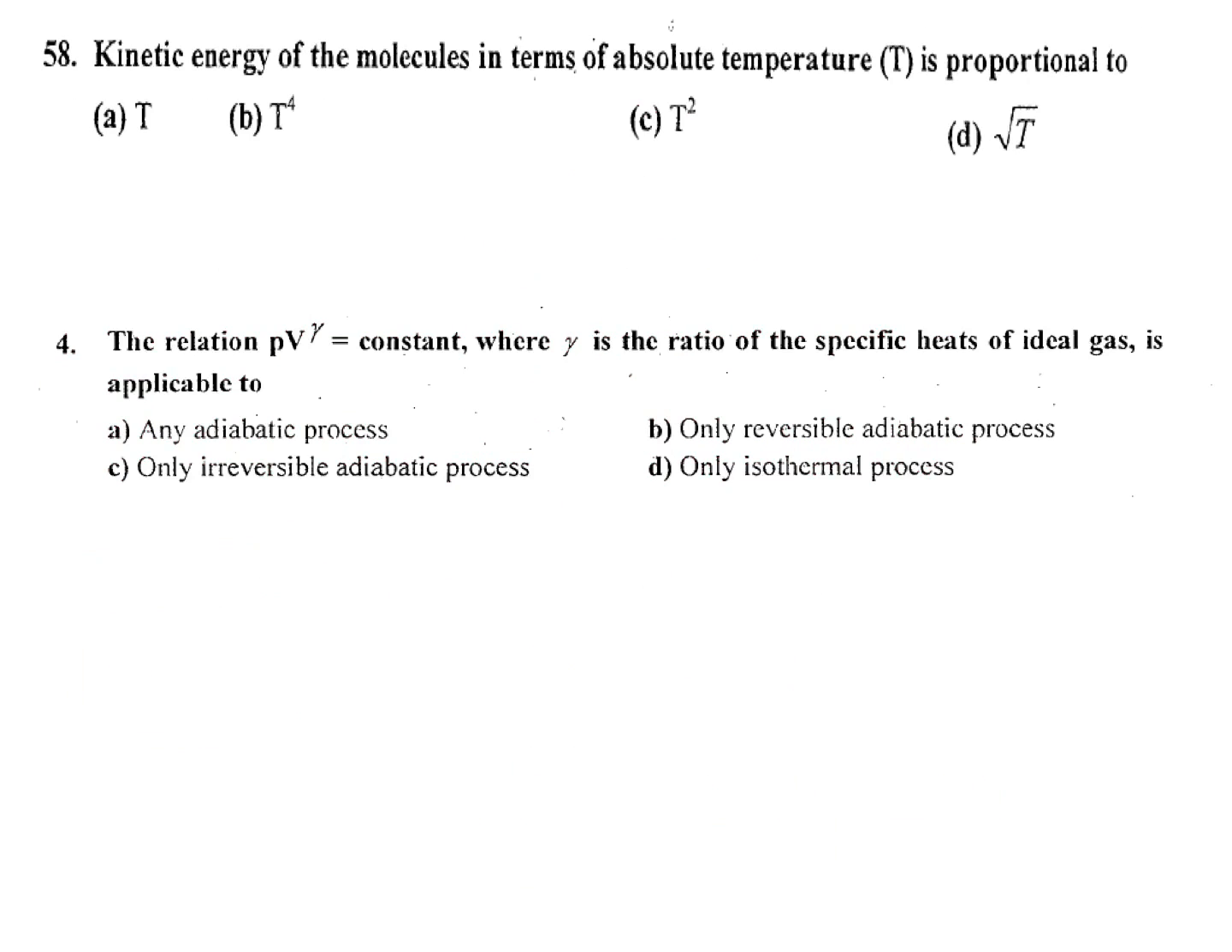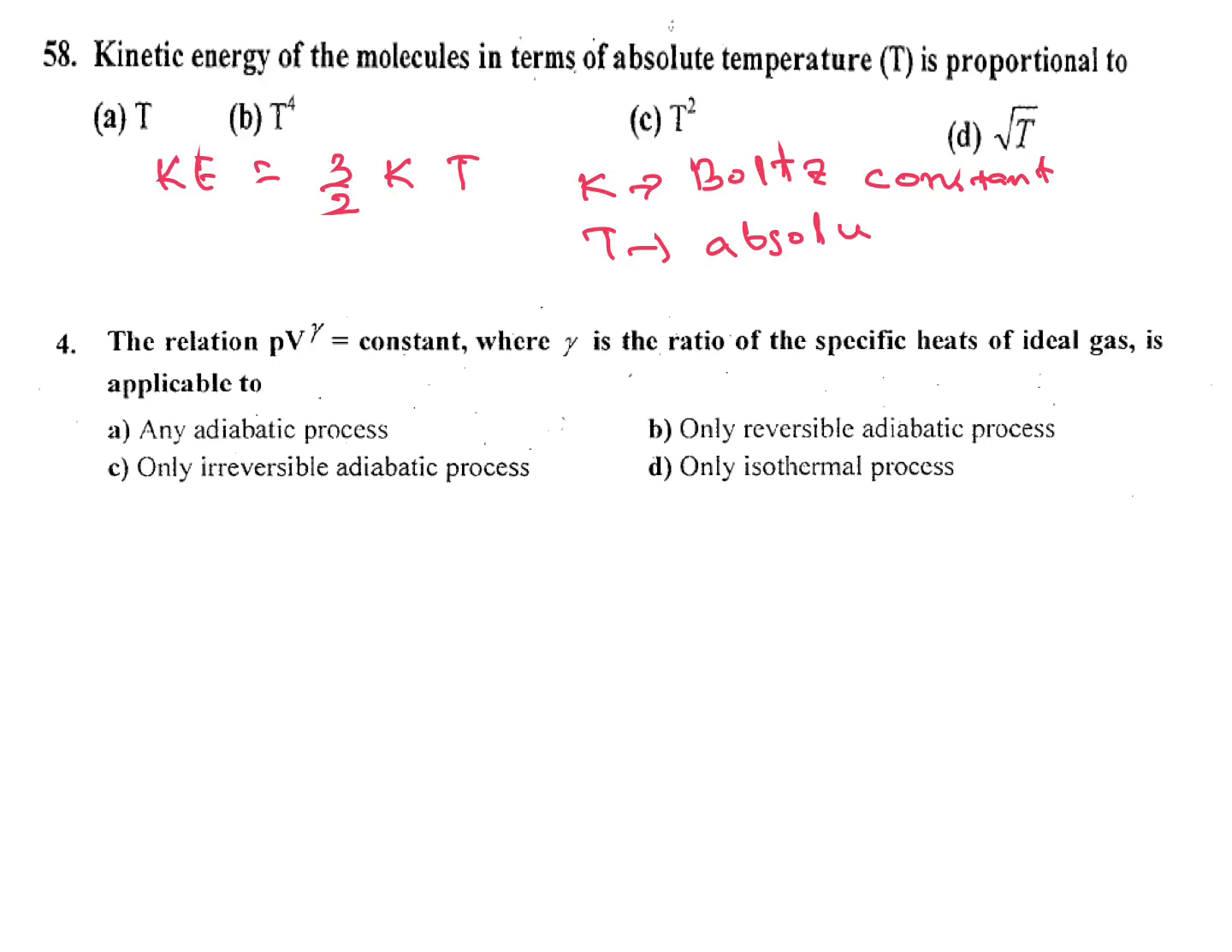Kinetic energy of the molecules in terms of absolute temperature T is proportional to how much? We know kinetic energy equal to 3 by 2 K into T. K is our Boltzmann constant and T is our absolute temperature. So kinetic energy is proportional to T. From the options, A is our answer.